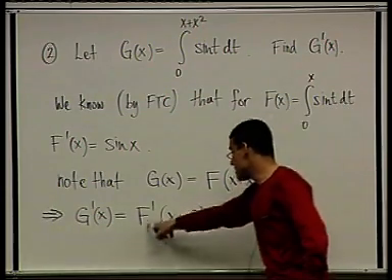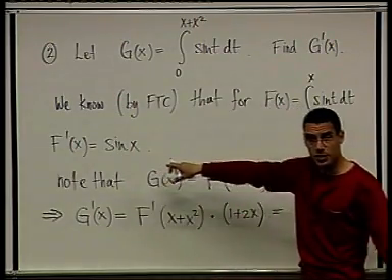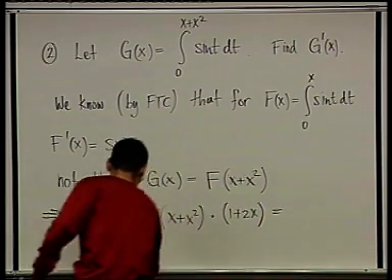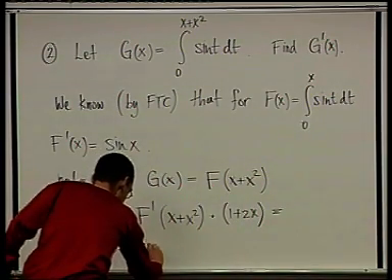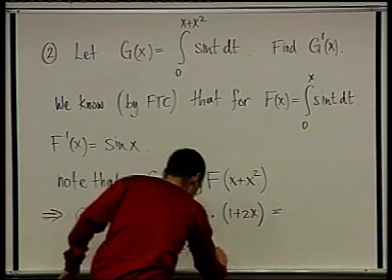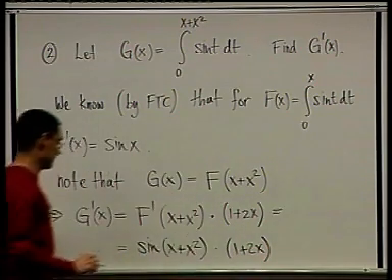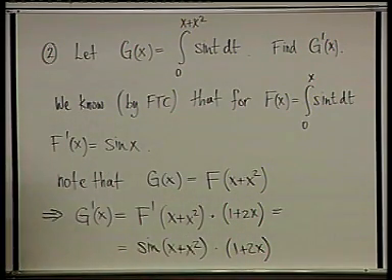And now, what is f prime at this value? This we know. F prime is just sine. So this equals sine of x plus x squared times 1 plus 2x. Questions?